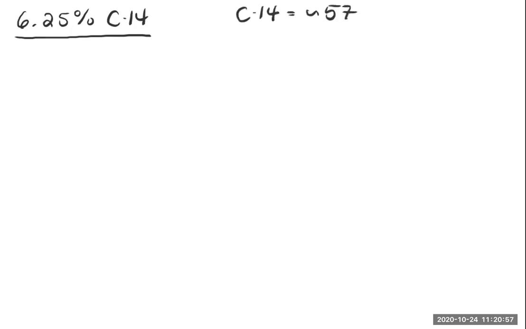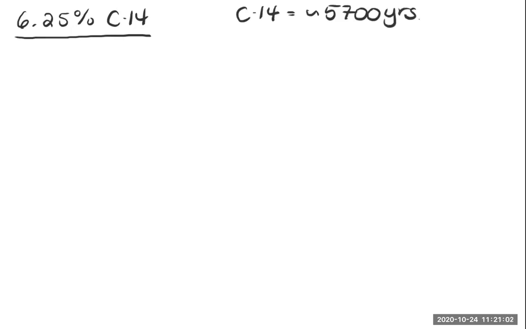So I have a rock and I had it analyzed, and the people at the lab told me that I had 6.25% C14, carbon 14 in my rock, okay? And so I need to figure out how many half-lives this carbon 14 has undergone and how old my rock is. So the first thing I need to understand is that C14 has a half-life of approximately 5,700 years, just to round it up, okay?